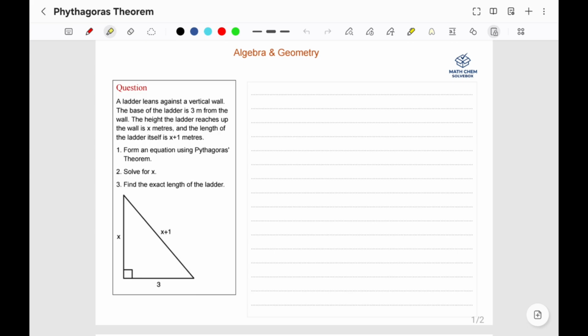And here is the challenge. Can you find the length of the ladder before I do? Let's get started step by step.